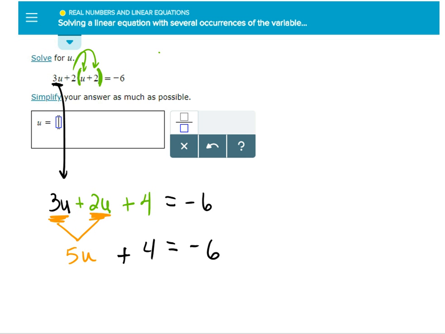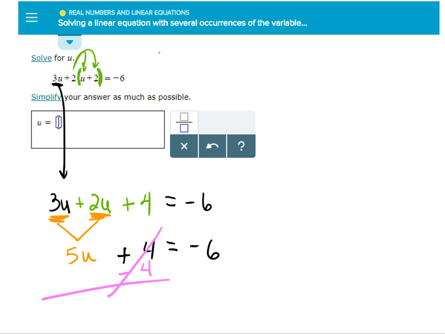The variable is the u. It's got the 5 and the 4. They're hanging out with it. You've got to get rid of them, but you have to get rid of them mathematically. You have to cancel them out. And I would start with the plus 4. So to cancel out a plus 4, I'm going to use a minus 4 because plus 4 minus 4 cancels out. That's just 0.